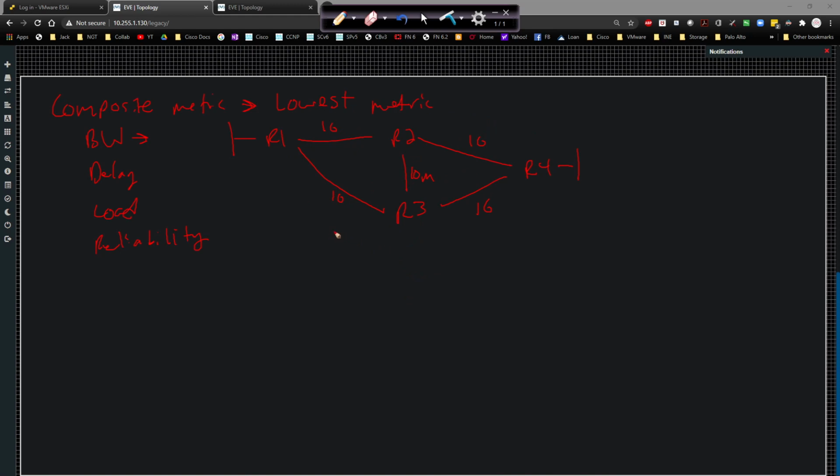Now, delay is the cumulative delay along the path in tens of microseconds scaled by 256. Delay is calculated in tens of microseconds. We'll put ms here for microseconds. Technically, this is milliseconds. Microseconds is actually µs, in case you didn't know that. And for every 1 microsecond, or 1 in this particular part of the output, equals 10 microseconds.